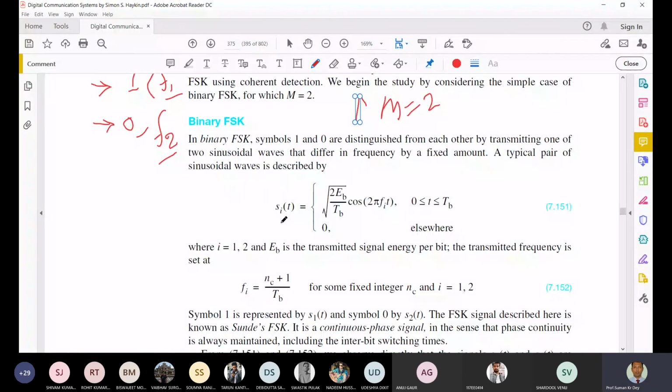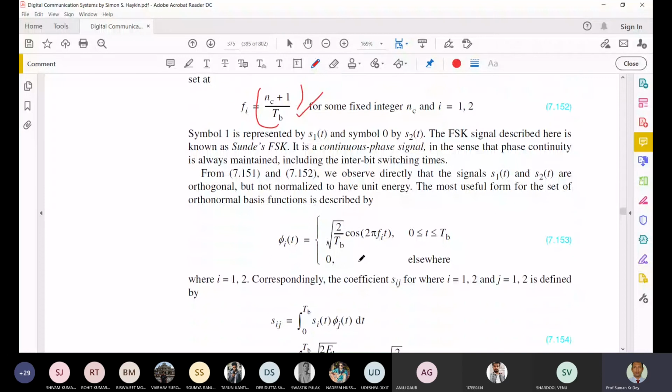So we can represent the signal s_i(t) equal to square root of 2 E_b by T_b times cos 2 pi f_i t. Here E_b is the energy per bit, T_b is the bit duration, and f_i is the frequency of that signal, which is equal to (n_c plus i) by T_b. In this formula, n_c is an integer value, so these terms should give us an integer value.